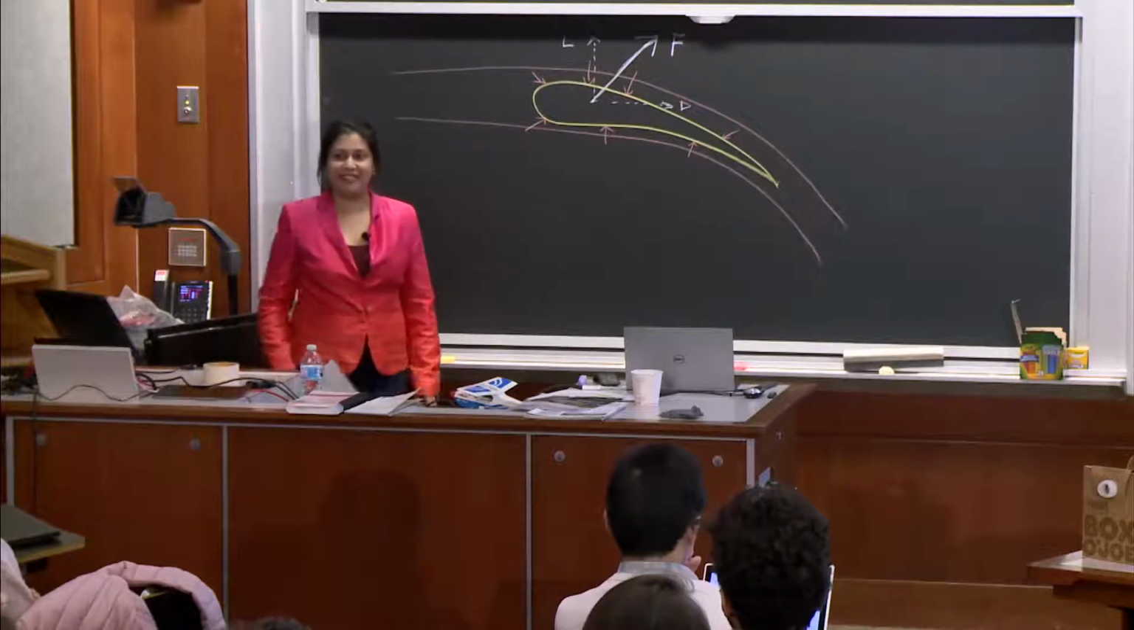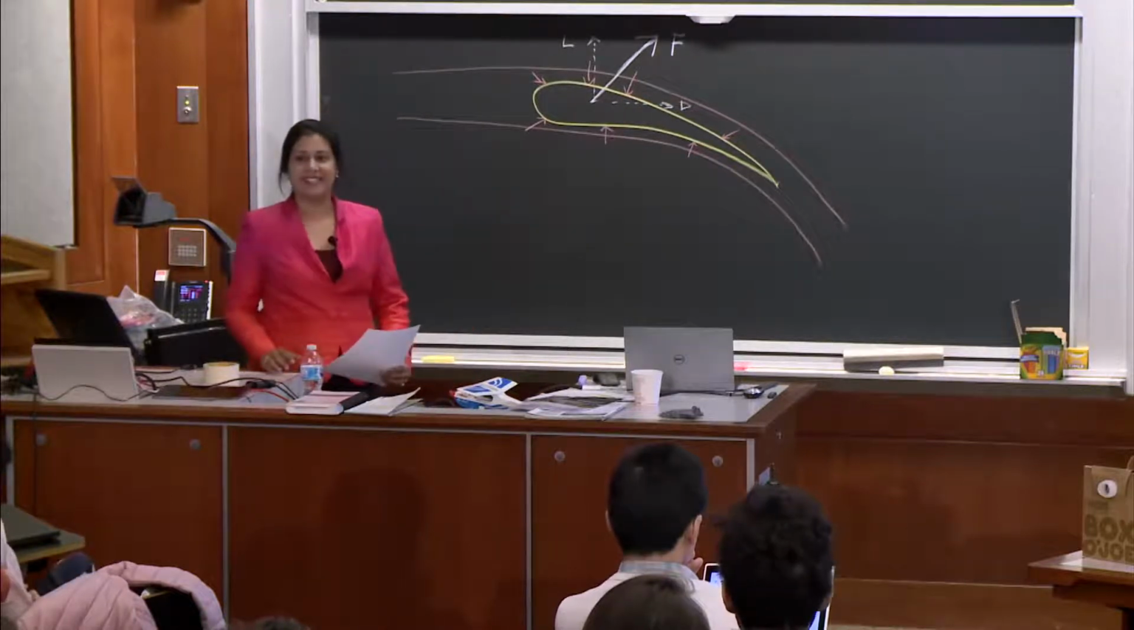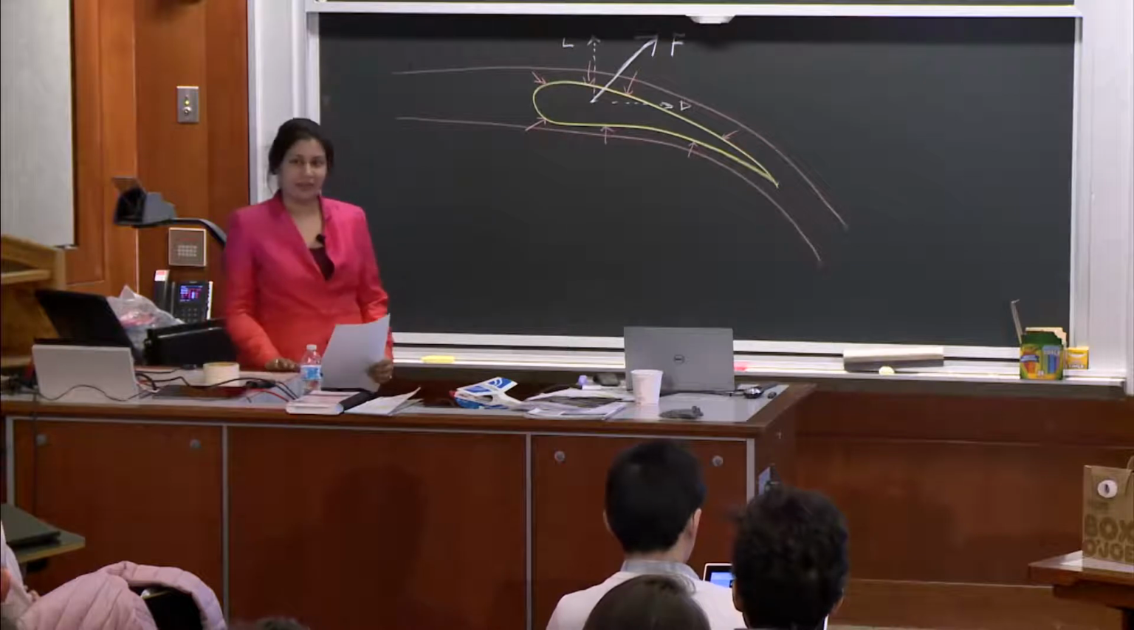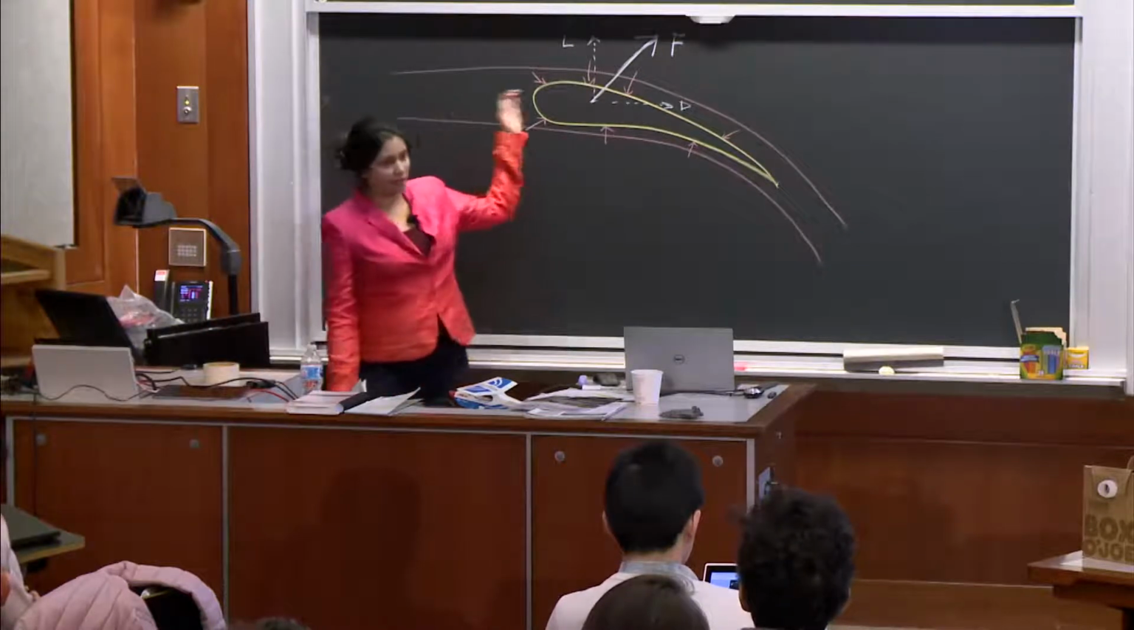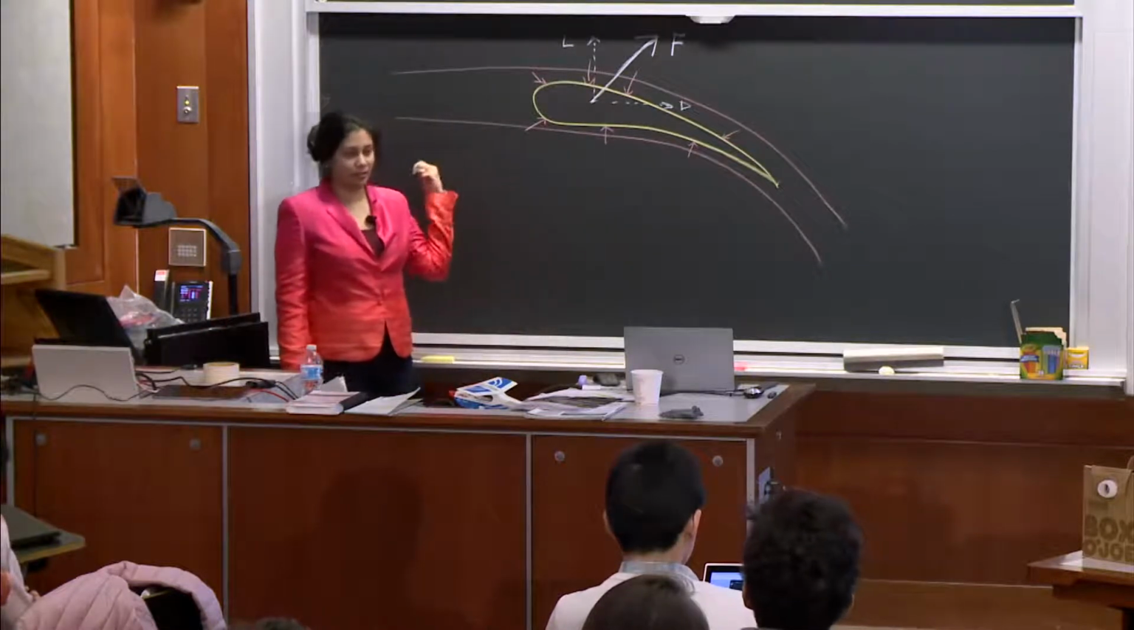Wow, you're very quiet. Which moves faster? Yes? The air over the wing. The air over the wing. We have one for the air over the wing is moving faster than the wing through the air.